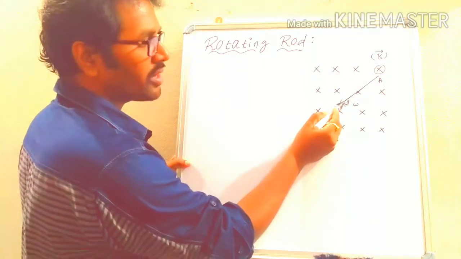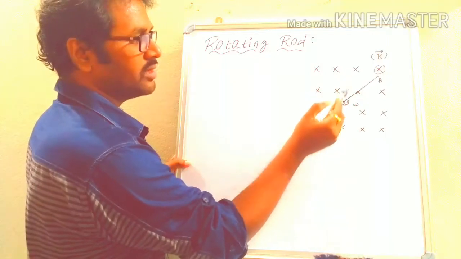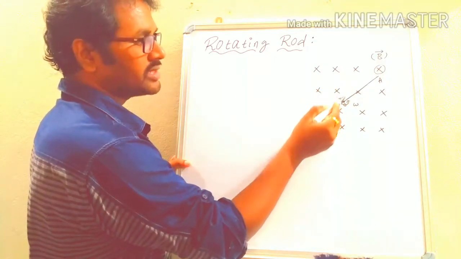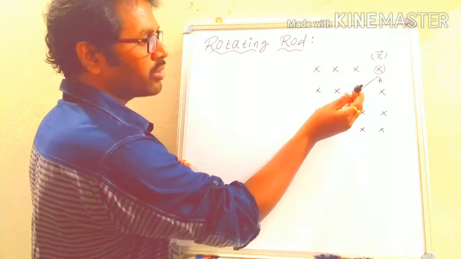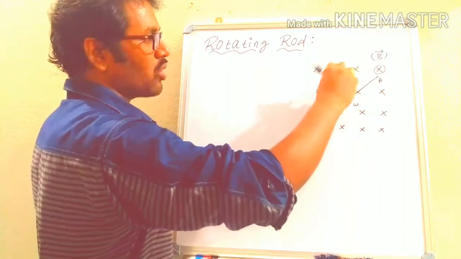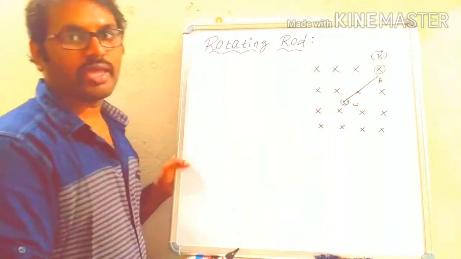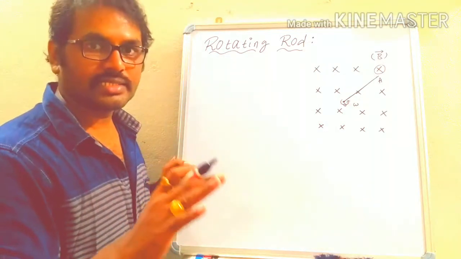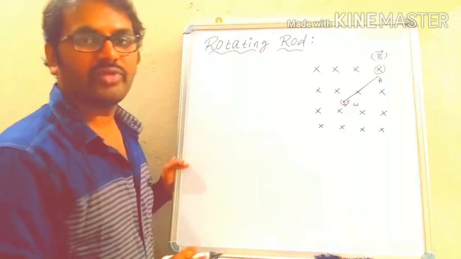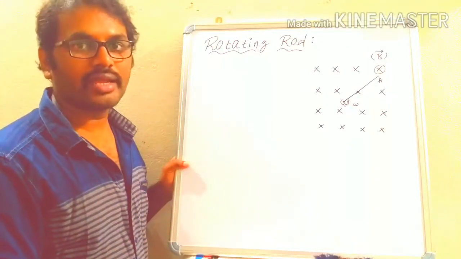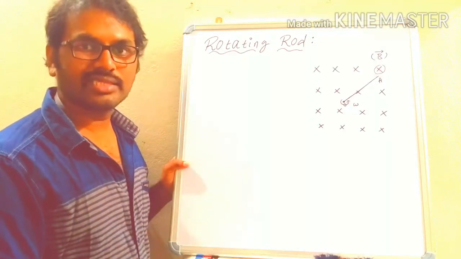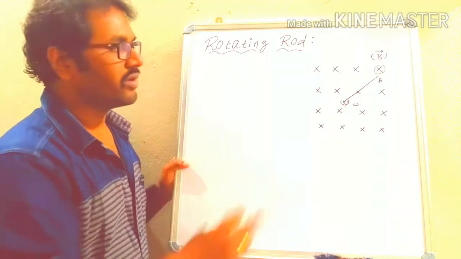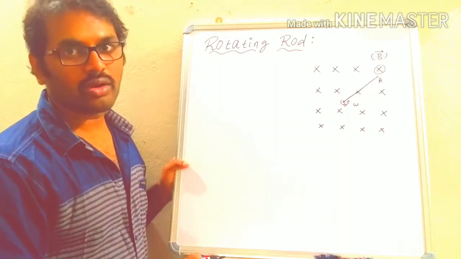The axis of the rod is along the z-axis. There you can see the axis of the rod is along the z-axis. About this axis, this rod is rotating in the XY plane, which means this rod is cutting the magnetic field. Whenever the rod is cutting the magnetic field, there always exists an induced EMF across the ends of the rod, that we want.